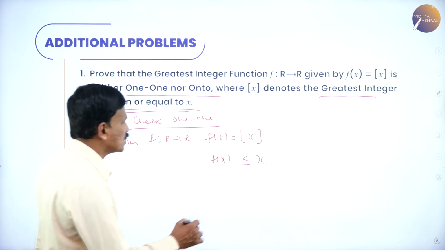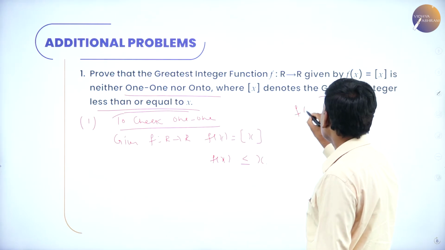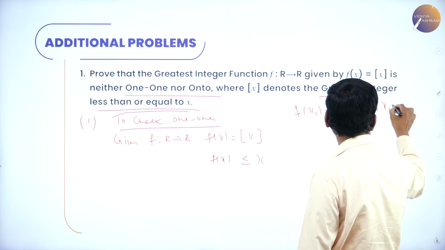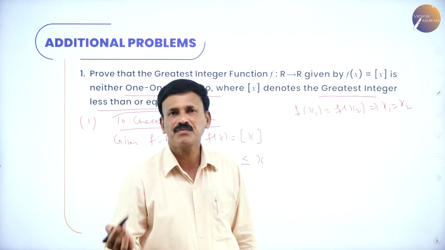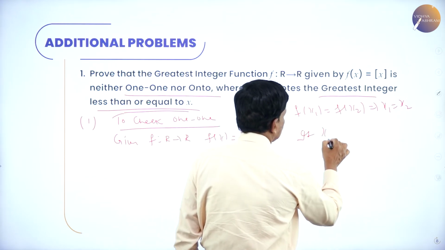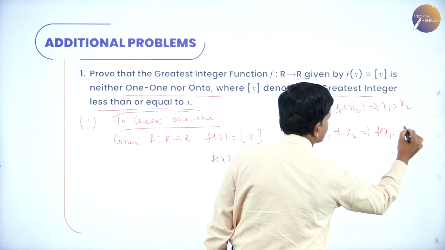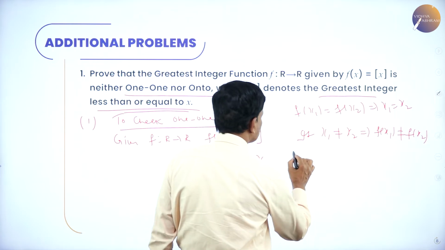Now let us take an example. What is to prove? Verify for a one-one function: if f of x1 is equal to f of x2 implies x1 is equal to x2, or if x1 is not equal to x2 implies f of x1 is also not equal to f of x2. Now let us take x1.